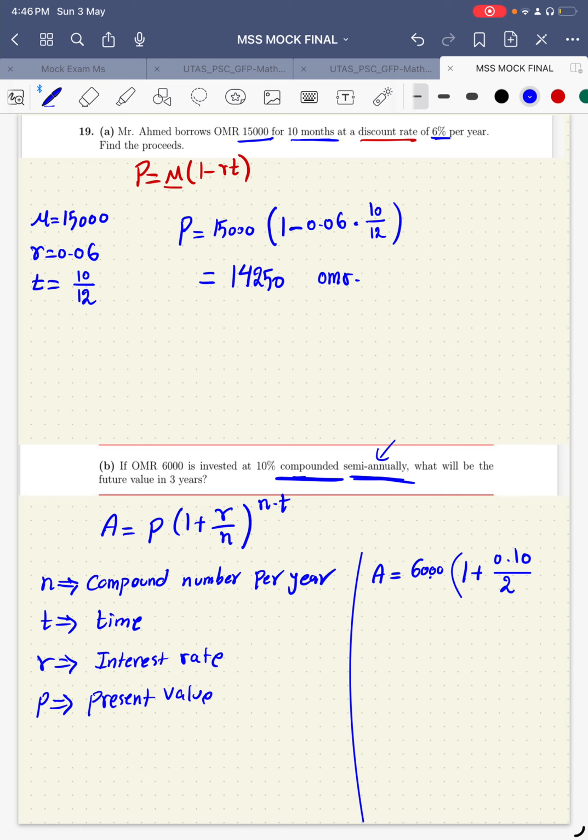So I have 2 times. So N here equals 2, and that's raised to the power N times T, where T is 3, so 2 times 3. If I use the calculator, I get A equal to approximately 8,040.57 riyals, OMR, Omani riyals. And that was the last question of this mock exam.